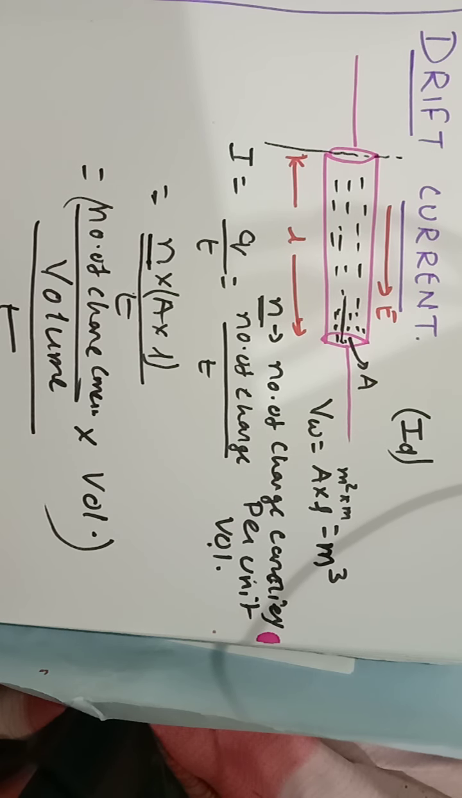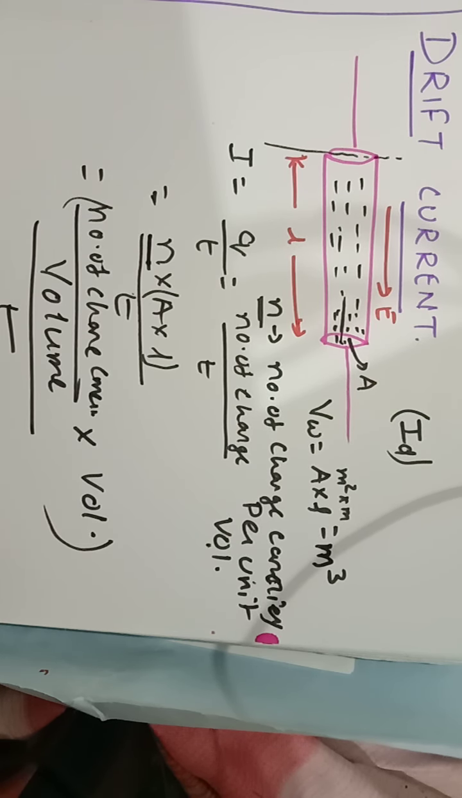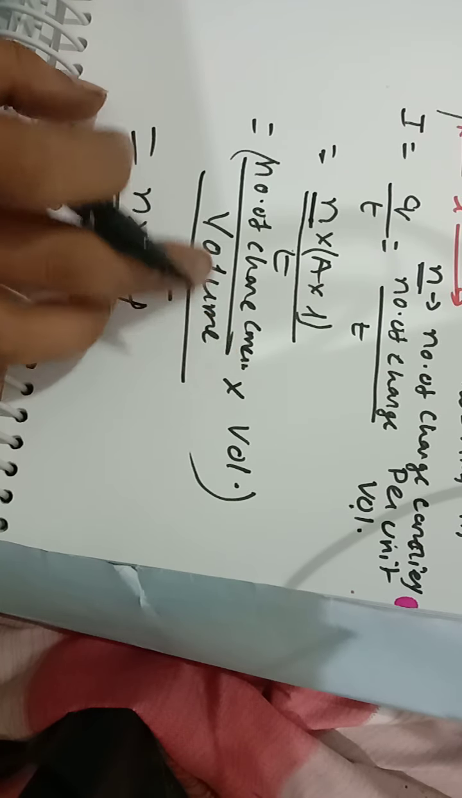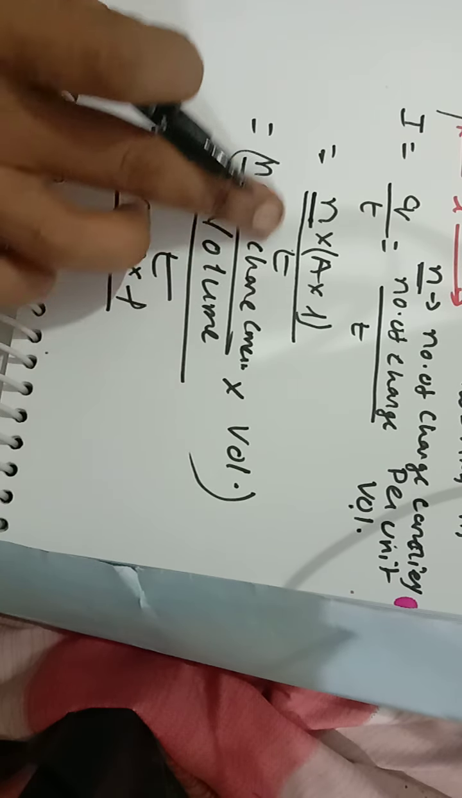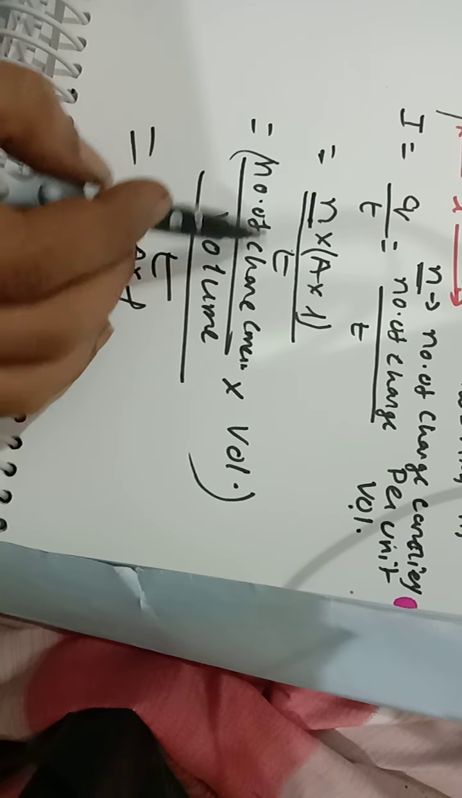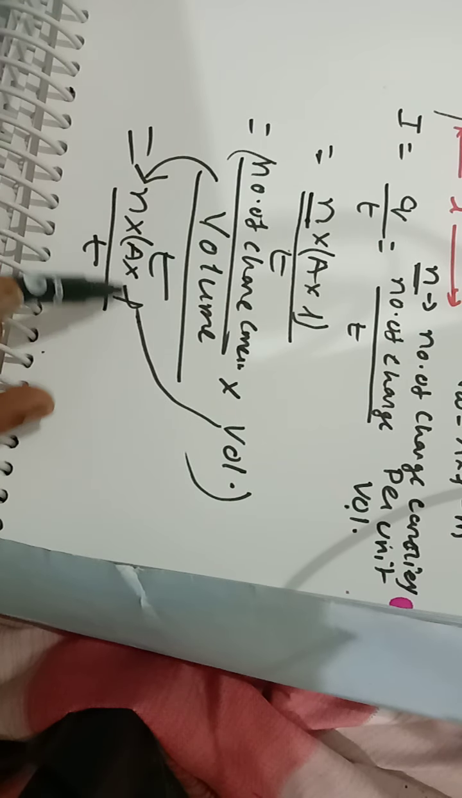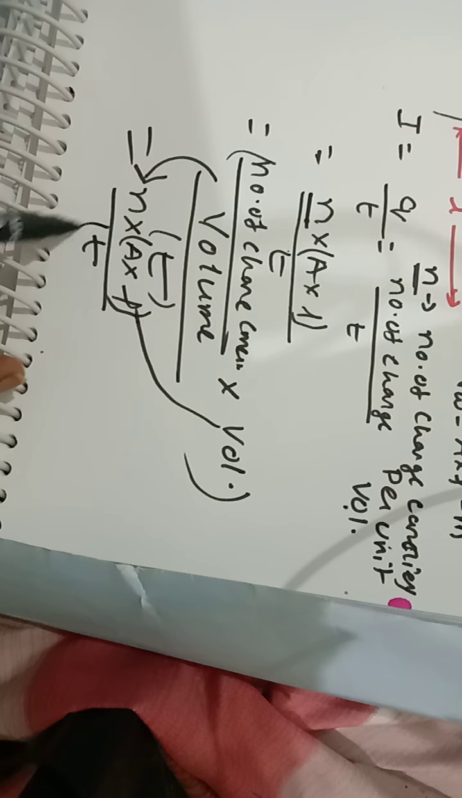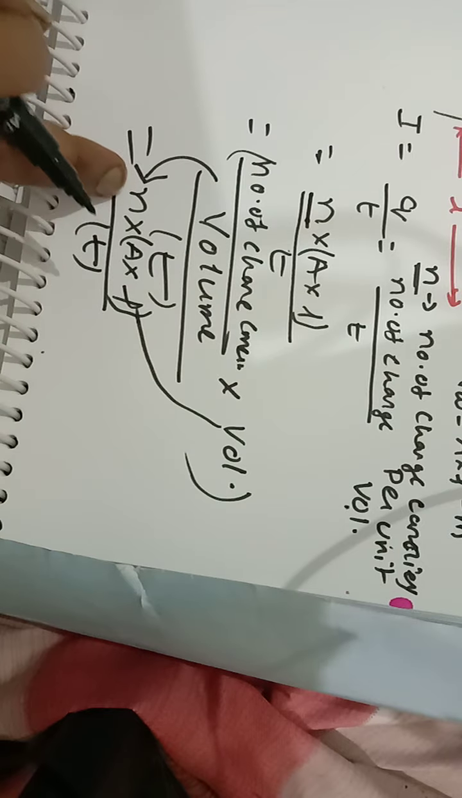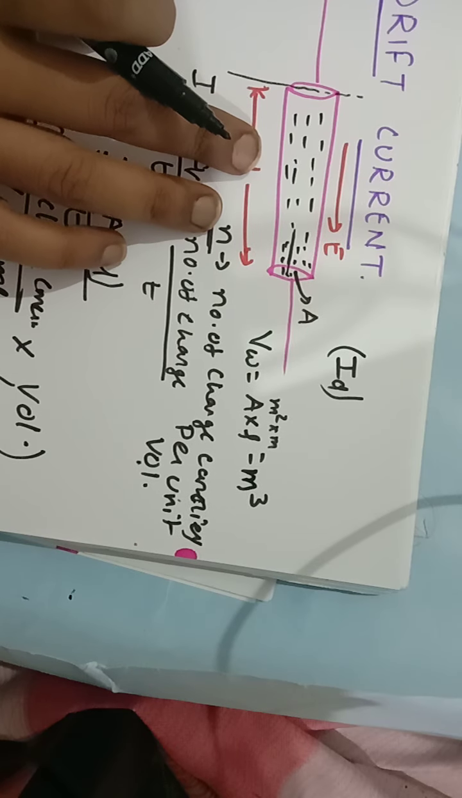So basically what is this? N into A into L by t. It is the number of charge carriers per unit volume, which we know is N, into volume, which is A into L, divided by time t. So we can find t as well. What is the time t? t is the amount of time when we can say all the charge carriers have passed through this cross section.